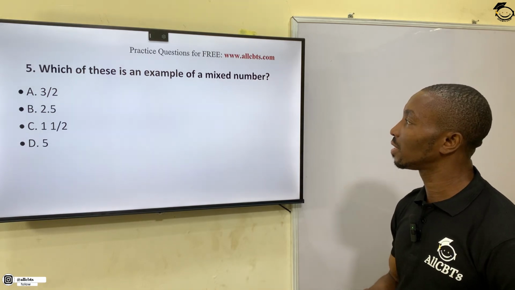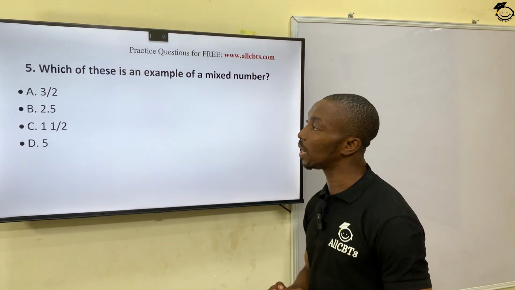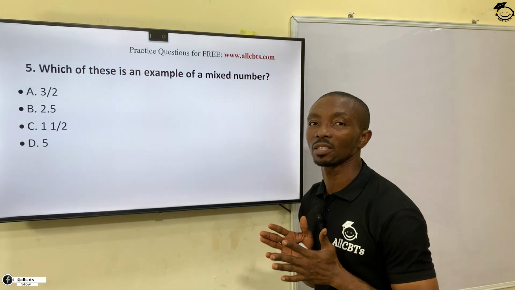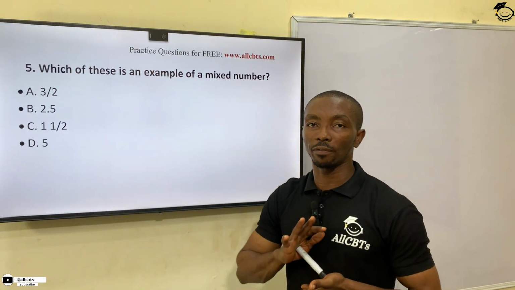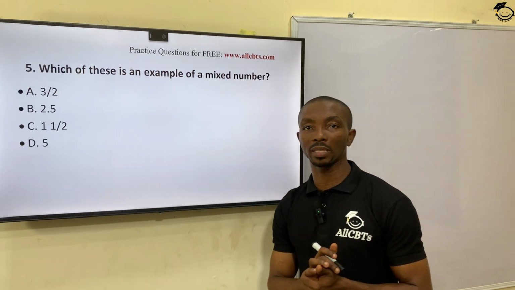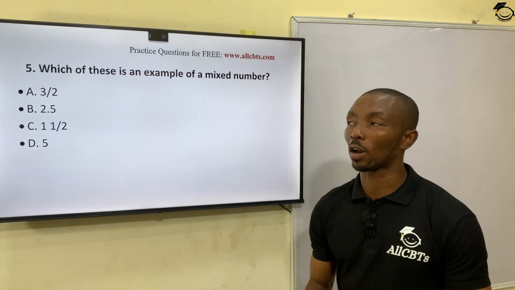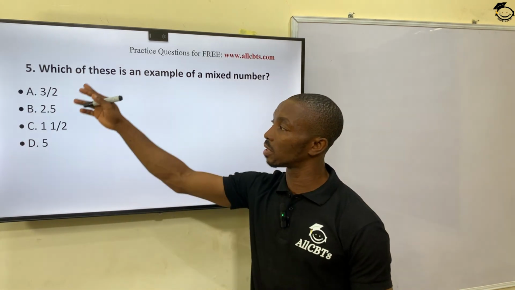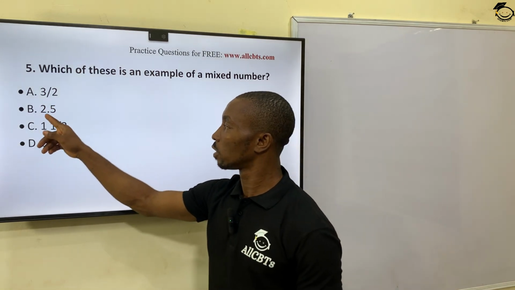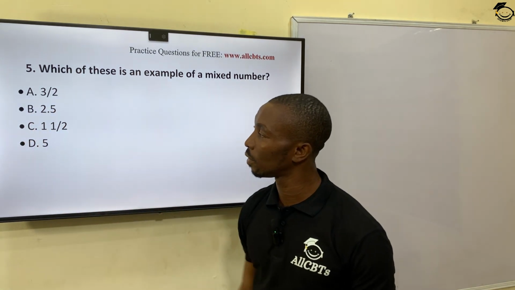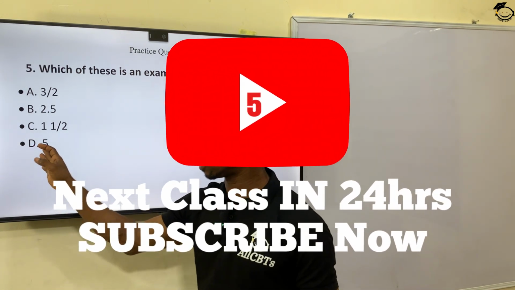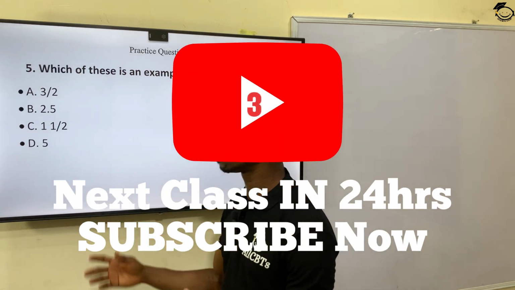Which of these is an example of a mixed number? All right, now when we talk about mixed numbers, they are types of fraction which has a whole number aspect and a proper fraction. So now when we look at this, we have our first option as 3/2, second option as 2.5, third option has one whole number, 1 over 2, and the next one is D, which is 5.